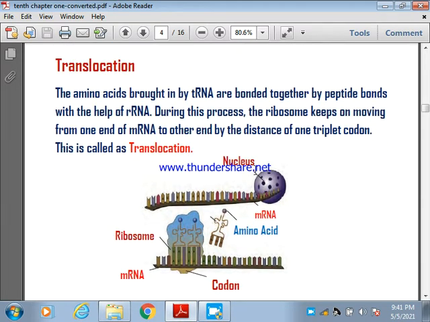Next, this is a nucleus, this is the mRNA, this is your amino acid, this is your ribosome, and this is your codon.